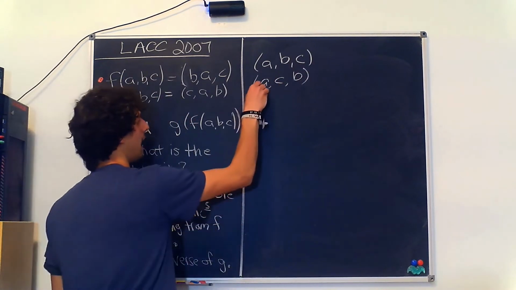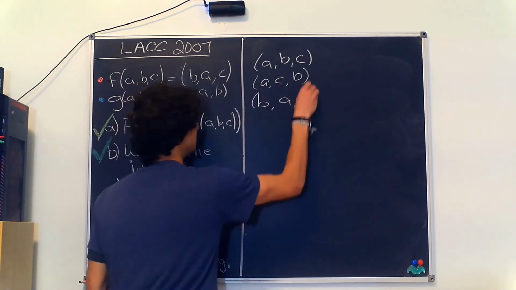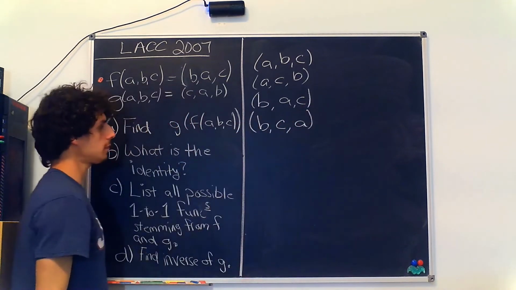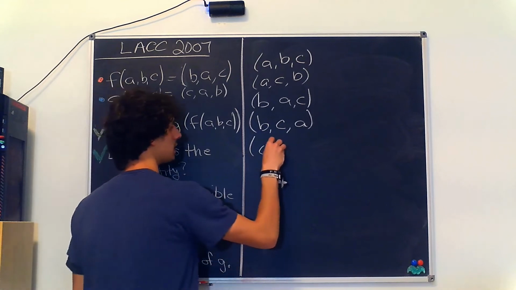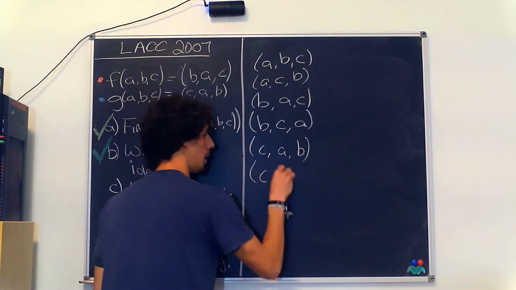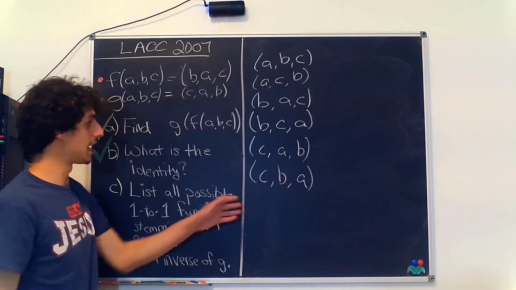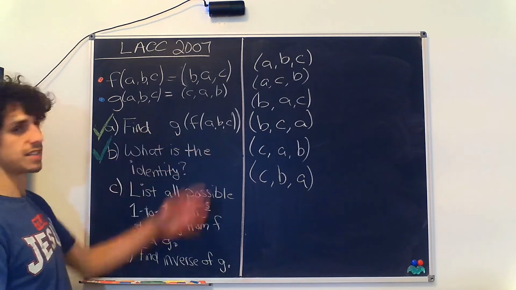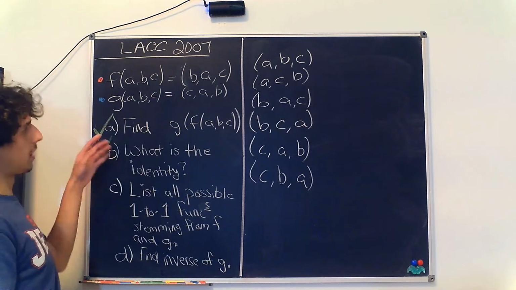And then we have, let's see, B at the front, that gives us A, B, C and B, C, A. And then if we have C at the front, that gives us C, A, B and C, B, A. So these are our 6 possible combinations from this ordered triple permutation. But now look, we've already done a couple of these.